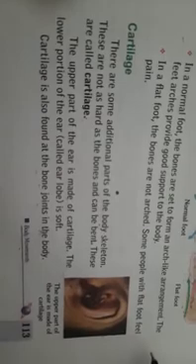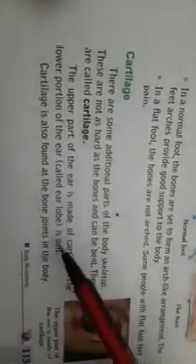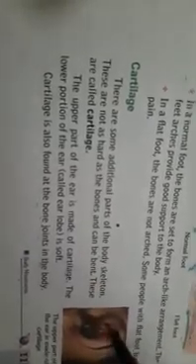So what is cartilage? There are some additional parts of the skeleton in the body. They are not as hard as bones, and we can bend them. For example, the upper part of the ear is made up of cartilage. The lower part of the ear is the ear lobe, which is very soft. Cartilage is also found at the joints, the bone joints in the body.